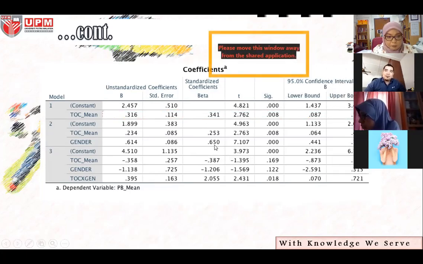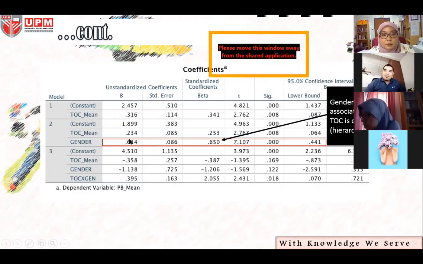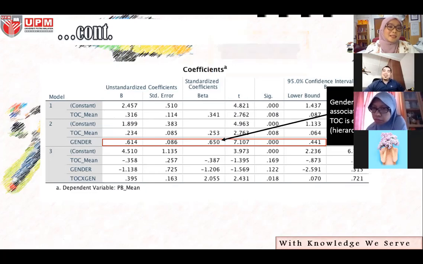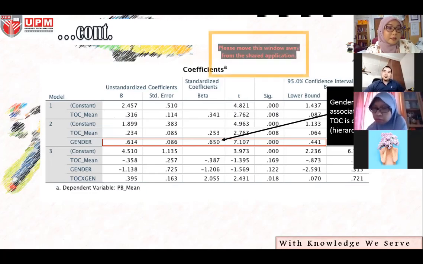Okay, next one is the gender. Gender was significantly associated with PB after task-oriented coping is entered first, when we want to run the moderation effect using the OLS, ordinary least square. It is actually based on the hierarchical approach. Hierarchical meaning that we insert our variables one by one. That's why the name is hierarchical regression.